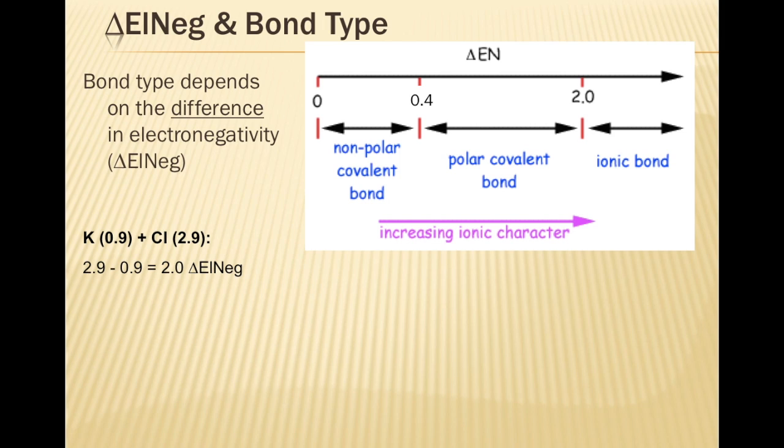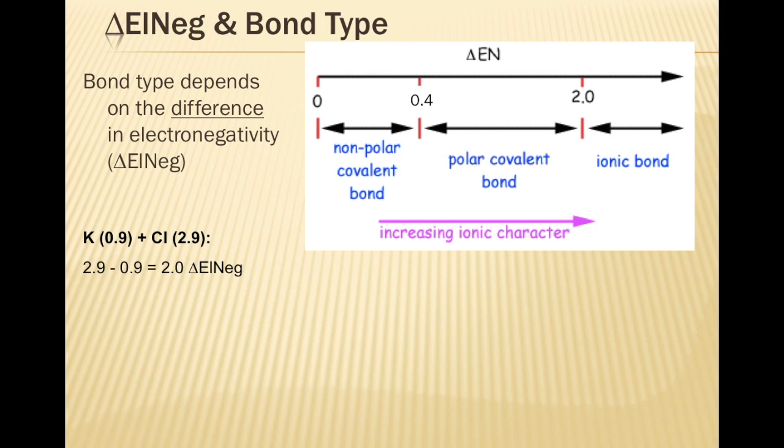Two of the bond types that we discussed previously are ionic bonds and covalent bonds. On this chart, the ionic bond is at the right. So if we have a difference in electronegativity of 2 or greater, we have an ionic bond. If it's less than 2, we have a covalent bond. However, here we distinguish two different types of covalent bonds.